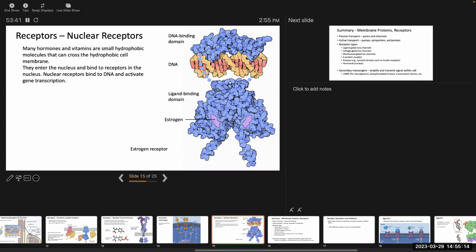It's going to bind with what's called the ligand binding domain of the estrogen receptor in the cytoplasm, and then it's going to translocate into the nucleus. And then inside the nucleus, there's another piece of the estrogen receptor called the DNA binding domain. The ligand binding domain and the DNA binding domain then interact, and that triggers the transcription of a particular gene or group of genes within the cell.